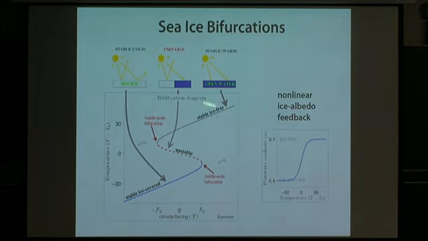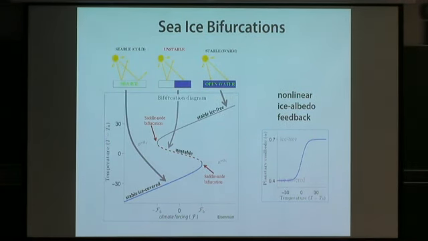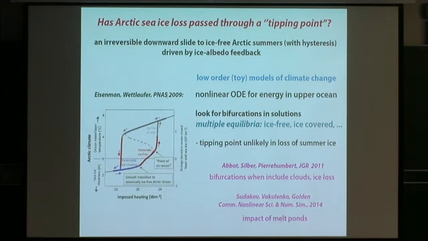So this would kind of be the bifurcation diagram that you might expect in the loss of summer Arctic sea ice. However, there's been some very beautiful work. The initial paper was by John Wettlaufer and a good friend of mine, Ian Eisenman, in PNAS in 2009, where they derived a beautiful nonlinear ODE for energy in the upper ocean. They look for bifurcations, multiple equilibria, but in the case of the loss of summer ice, they don't really see a bifurcation structure. However, in the further loss of winter ice, you get much, much warmer. In the loss of all the winter ice, then they see a bifurcation structure.